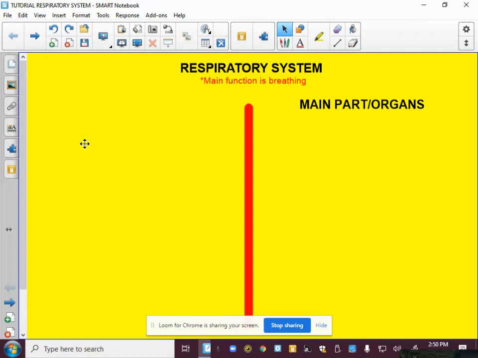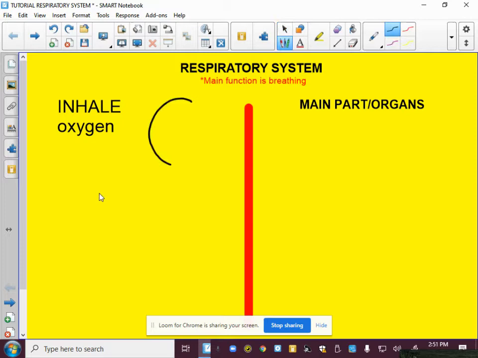All right, so let's start on the left-hand side. One thing that the respiratory system allows you to do is inhale oxygen. And we're going to draw a little picture to help us understand inhale. So just draw a little face and a nose and a mouth. And we're going to draw an arrow to symbolize that oxygen is coming in, is being inhaled.